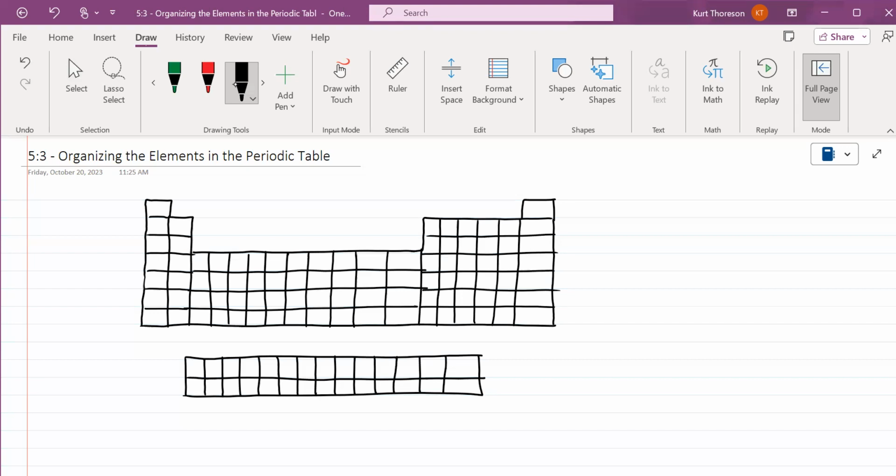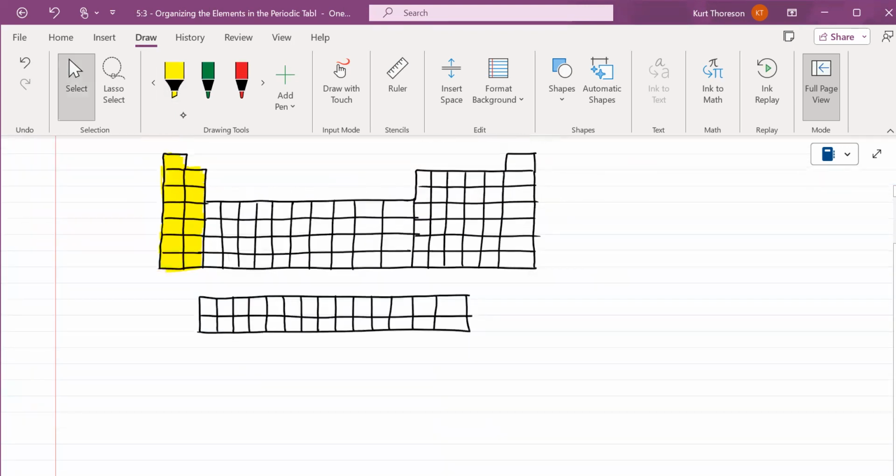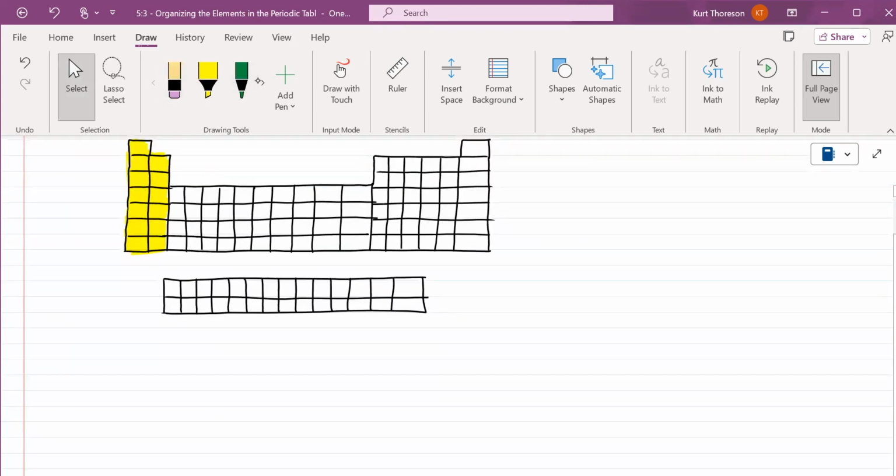Ready? Okay. Here we go. Where's my highlighter? This is the P block. Highlight it. If you don't have a highlighter, circle it, do something to make it stand out. Did I say this is the P block? Yeah. Man, it is Friday. This is the S block.